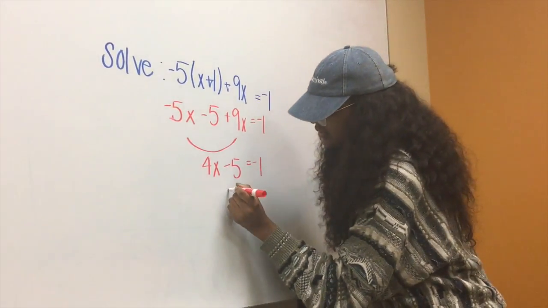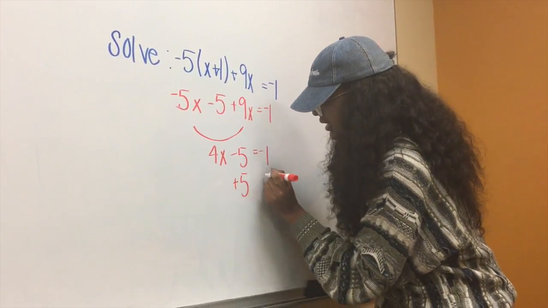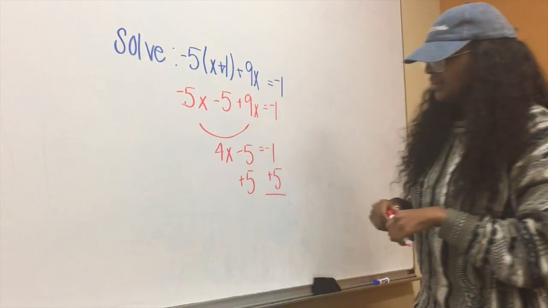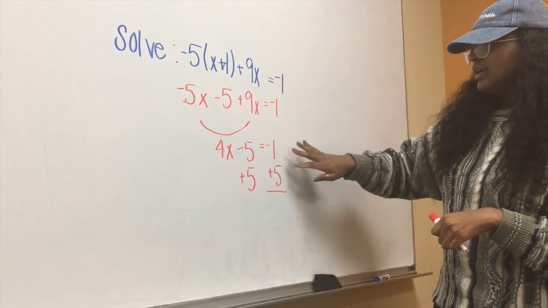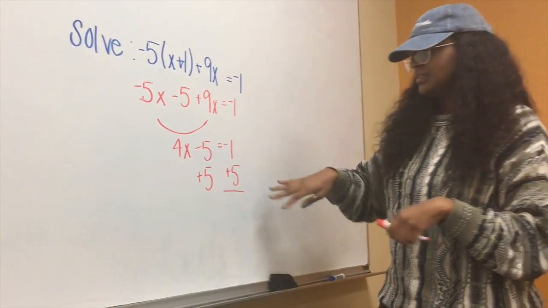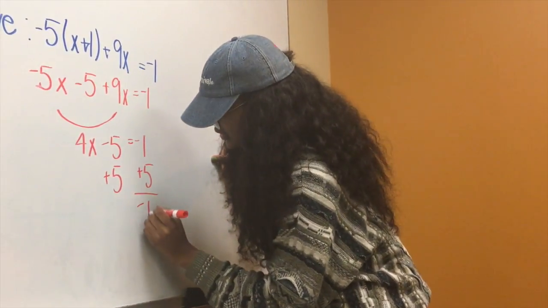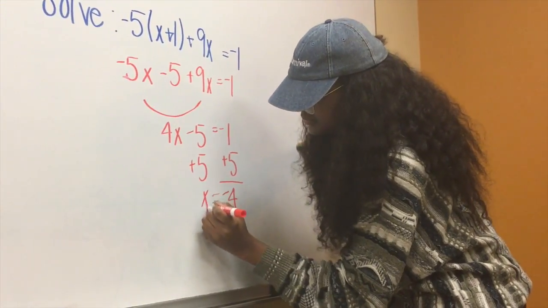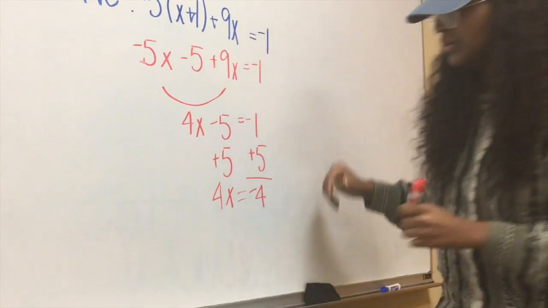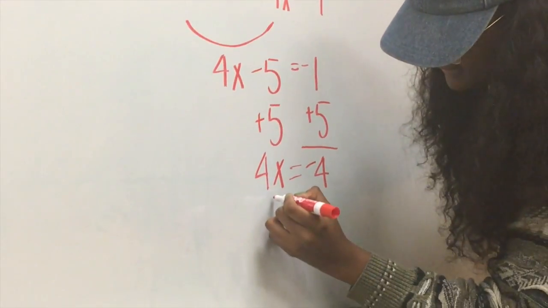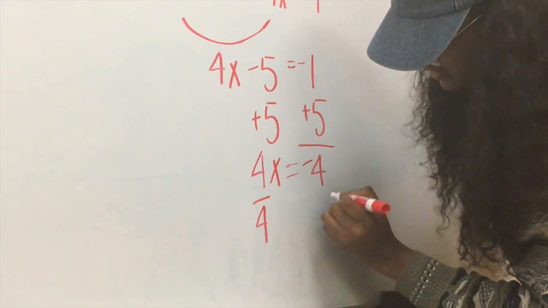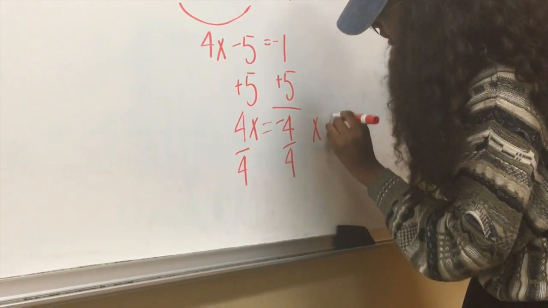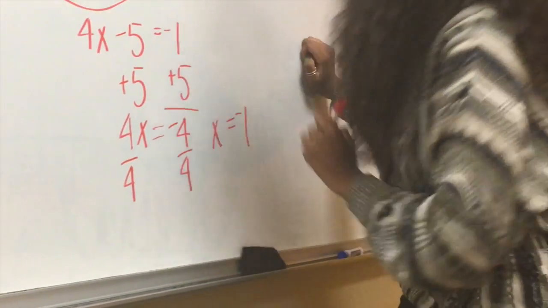So we're going to add 5 to both sides. And then next what we're going to do is negative 1 plus 5 equals negative 4. And then we're just going to bring this down. And then what we're going to do to get the x alone right here is divide 4 onto both sides. So we're going to get x equals negative 1.